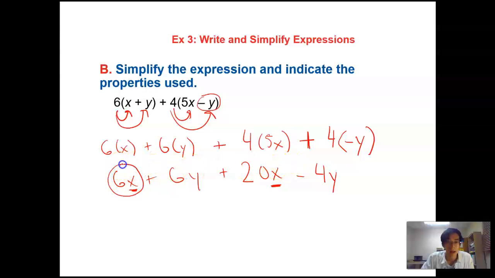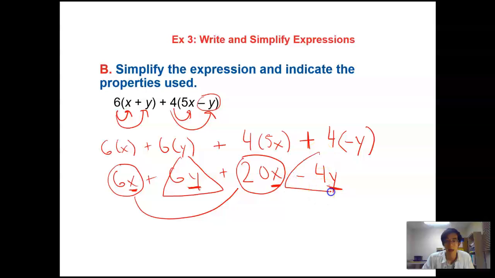So I'm going to combine them like terms by adding the coefficients. Okay, same thing with y and y over here, right? It also has a same power of 1, so I am going to combine them as like terms. So what is 6x plus 20x? That will give me 26x. And then what's 6y minus 4y? That will give me plus 2y.